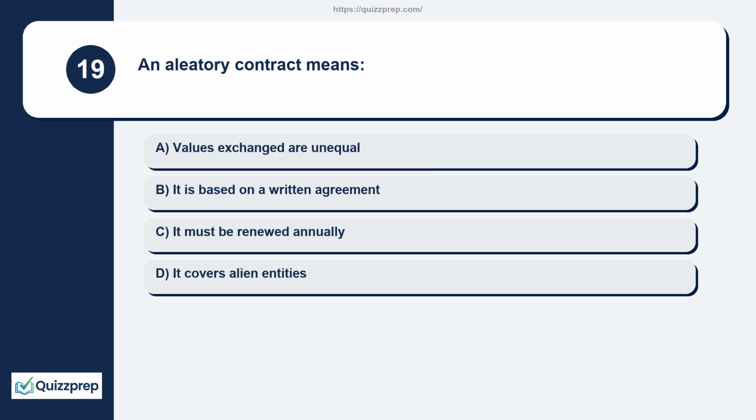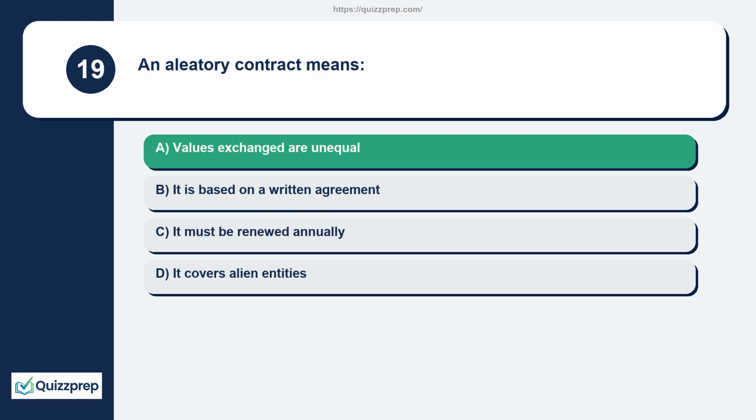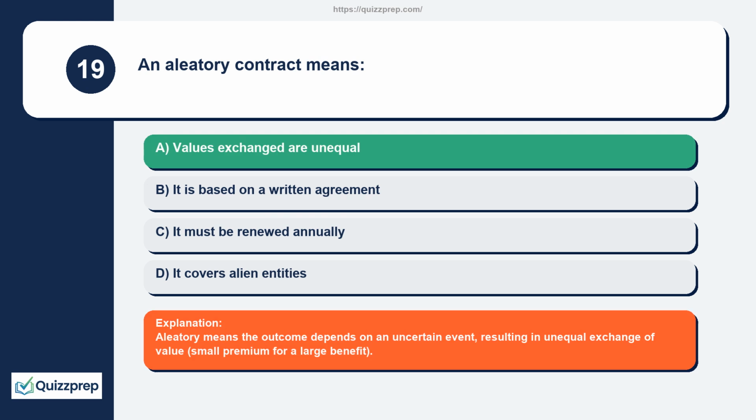Question 19. An aleatory contract means values exchanged are unequal. It is based on a written agreement. It must be renewed annually. It covers alien entities. Aleatory means the outcome depends on an uncertain event, resulting in unequal exchange of value, small premium for a large benefit.